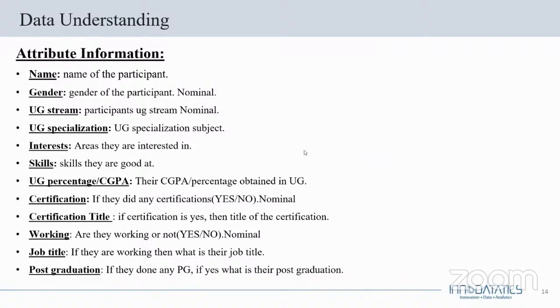Hi, good evening all. After getting the problem statement, we mainly concentrated on what type of data we had to collect from the students, working professionals, as well as the PG students. So we took attributes like name, gender, UG stream, UG specialization, interest, skills, UG percentage or CGPA, certification title, working, job title, and post graduation. These are the features we have collected from the people.